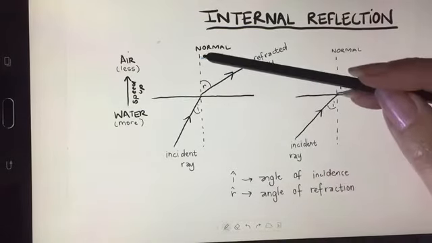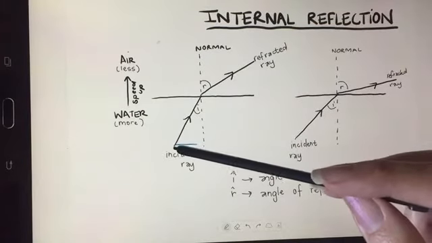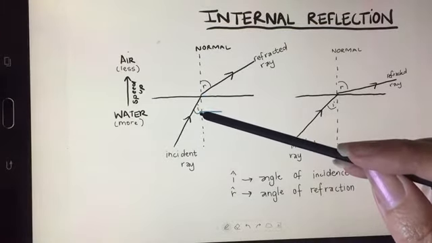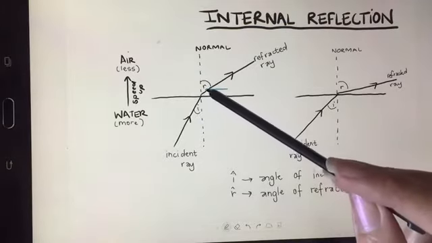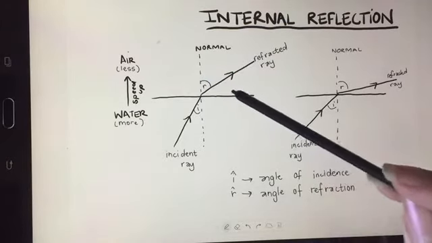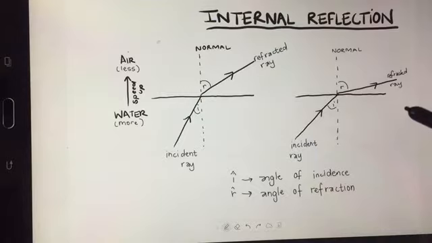So you can see I've drawn in the normal. This is the incident ray. Here I've got the angle of incidence. This is my refracted ray, and over there I've got the angle of refraction.